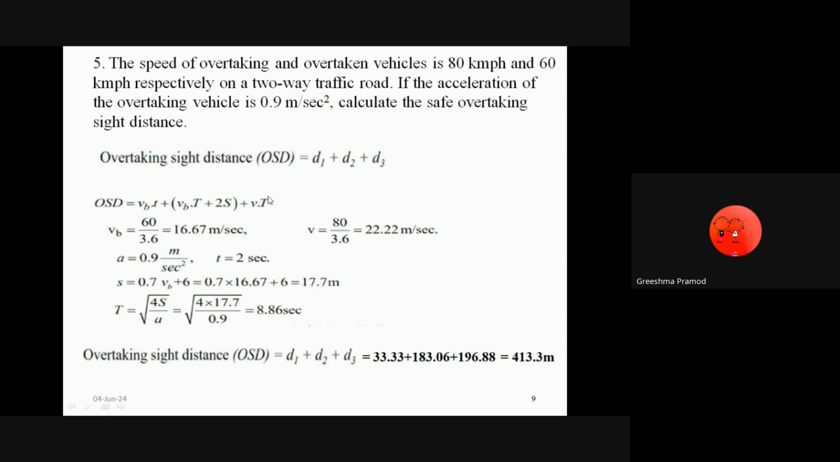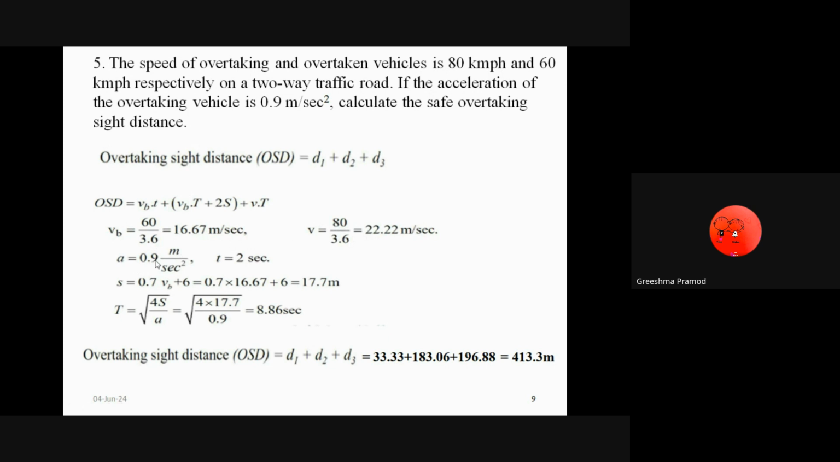That is v into t. All this is converted into meter per second, small vb. So 60 into 5 by 18, or 60 by 3.6, will give you the answer in meter per second. And the speed of the overtaking vehicle given in kilometer per hour is converted to meter per second. A value is given to you as 0.9 meter per second square. This a value is also given in the textbook.